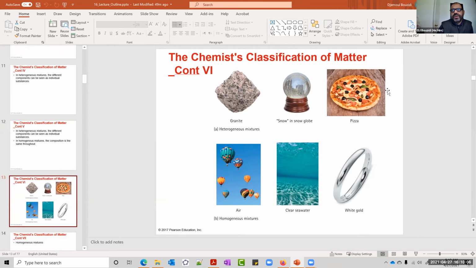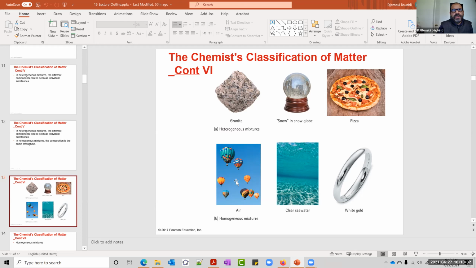Here are examples of heterogeneous mixtures. If you look, for example, at the pizza or this rock, you can clearly see the different colors and the different shapes and the different structures, and even different physical properties, hardness, and different stuff with it. Same thing with this one. All of them. Ignore the balloons for right now. We're looking at the air.